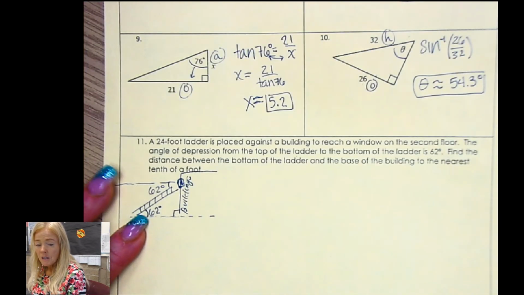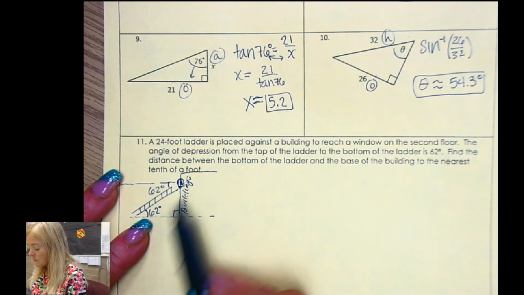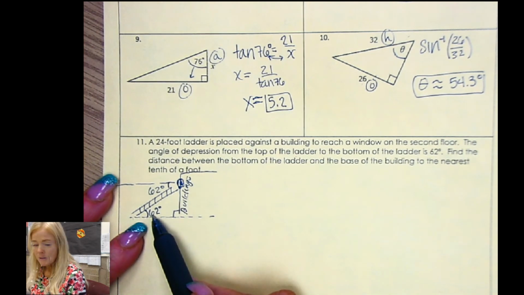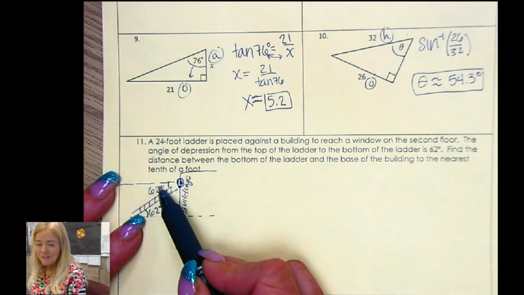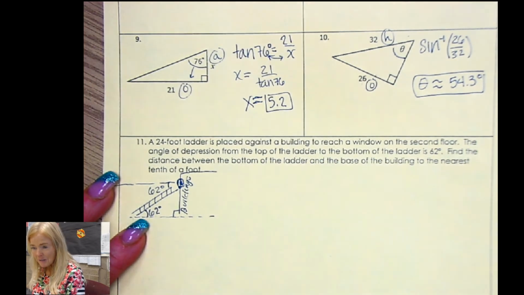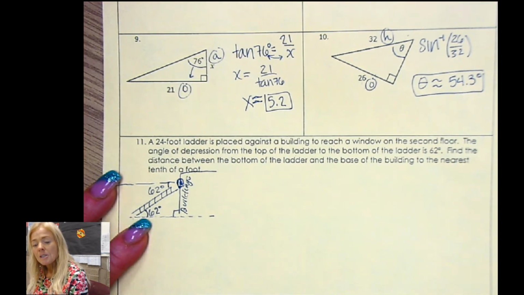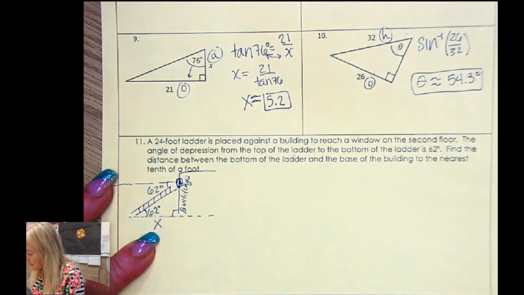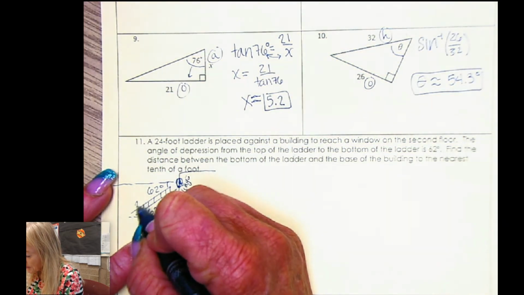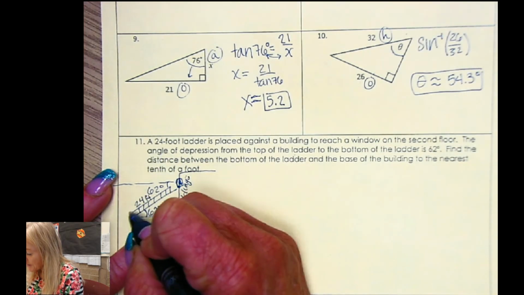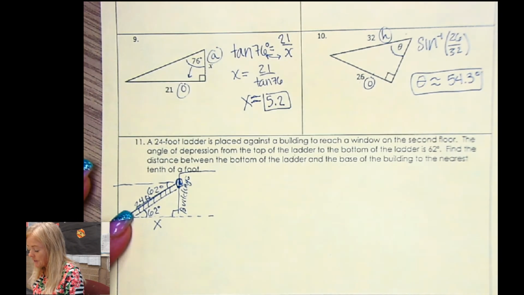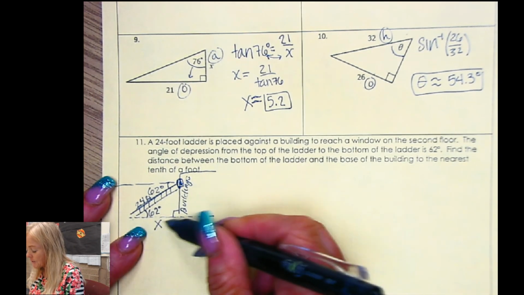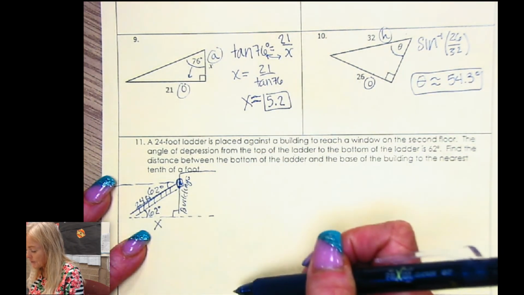So putting the angle inside of the triangle, knowing that's the angle of depression, allows us to get the angle inside of the triangle. Find the distance between the bottom of the ladder and the base of the building to the nearest tenth of a foot. That's going to be x. And it says a 24-foot ladder, so we know that this ladder is 24 feet. So we have this side we're looking for, and we have this angle, 62 degrees.